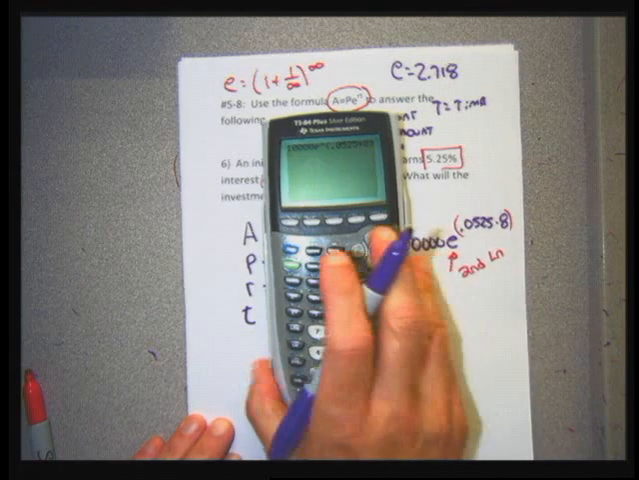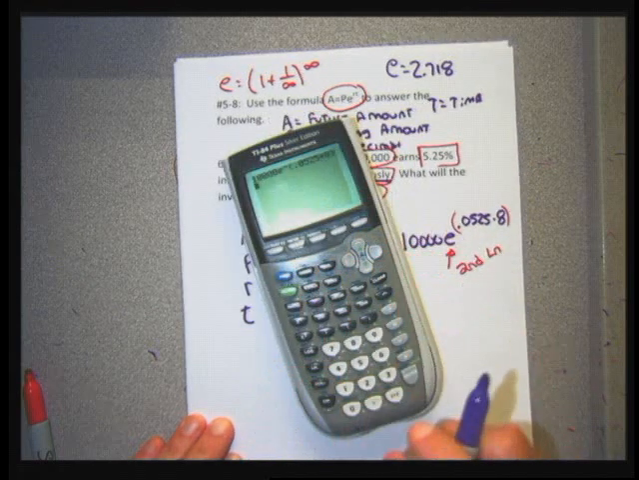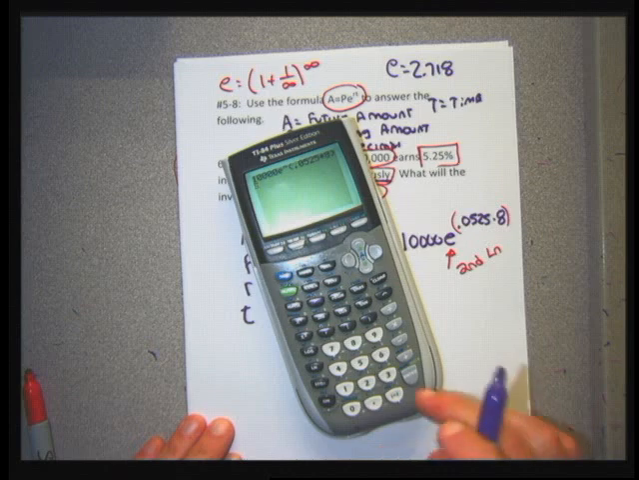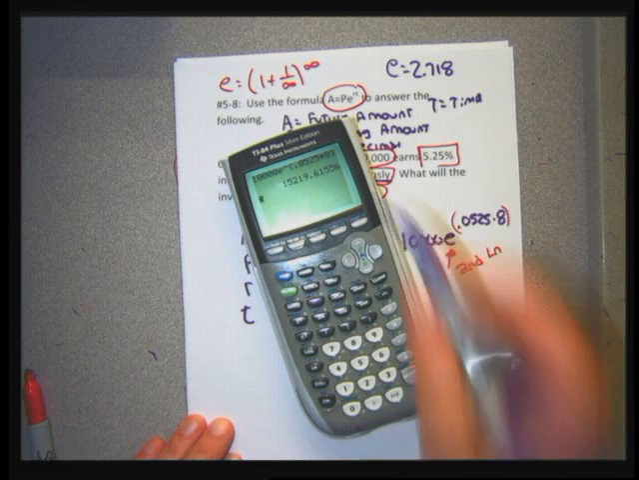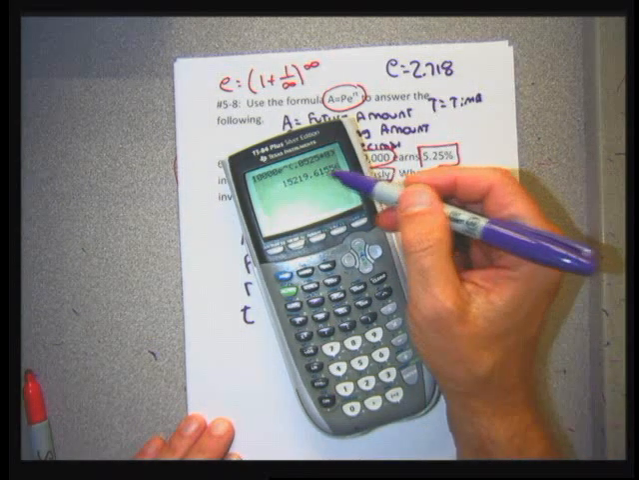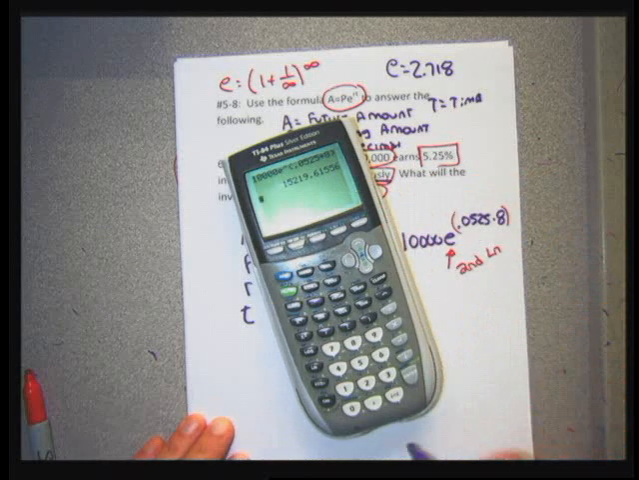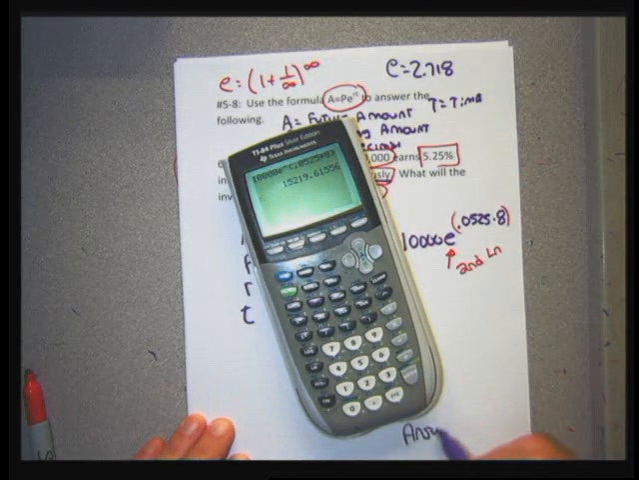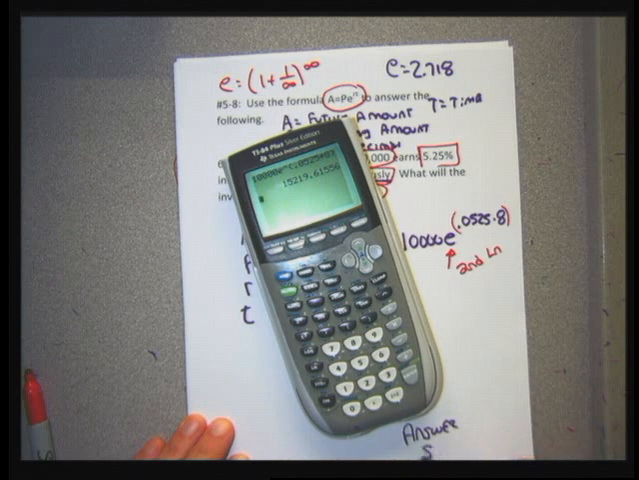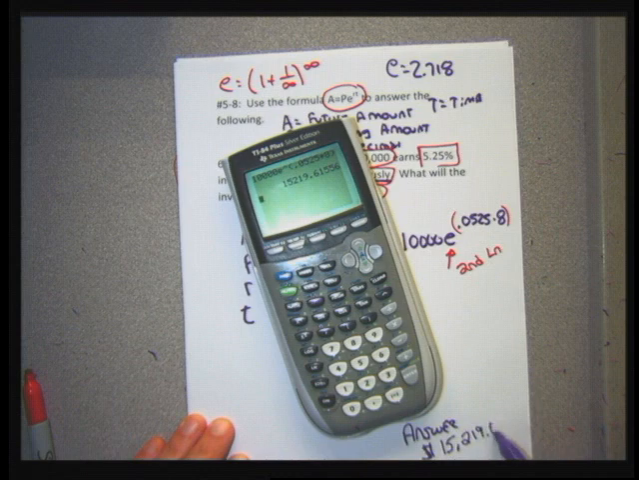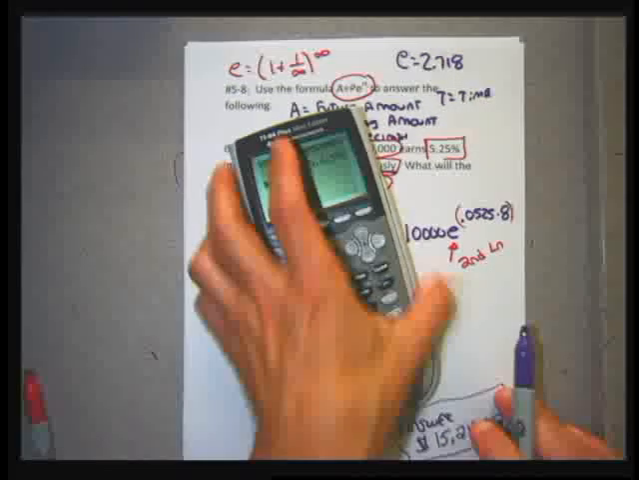So if I enter 10,000 and then E to the 0.0525 times 8, I get $15,219, and that's 61.5 cents. I'm going to round to 62 cents. And my answer to this problem is, after 8 years, my $10,000, because 5% is a reasonably decent interest rate, especially in today's world, I'm going to come up with $15,219 and, rounded to 2 decimals because it's money, 62 cents.